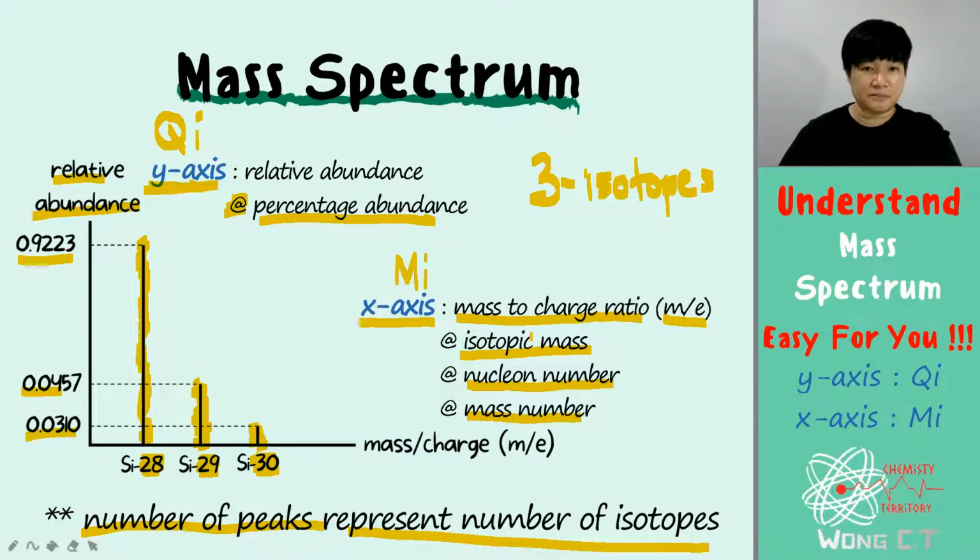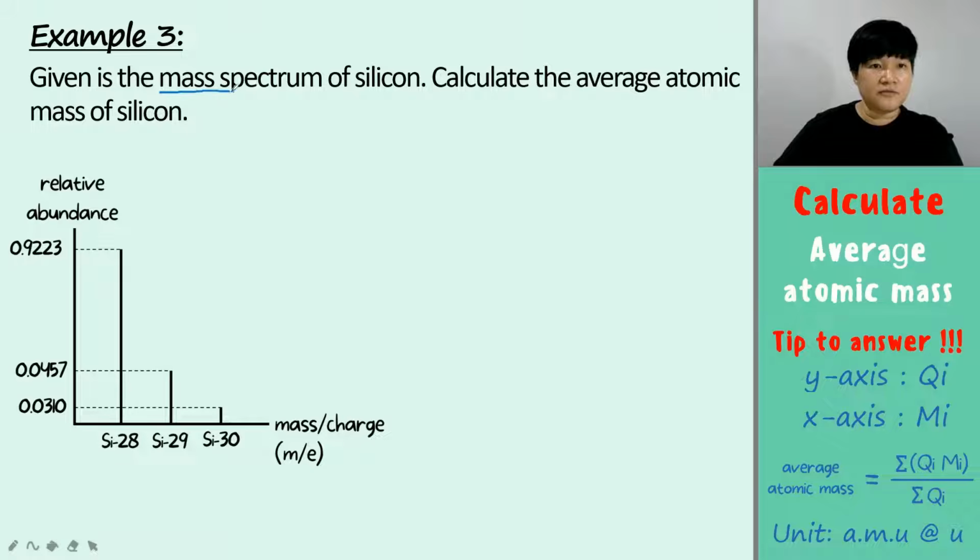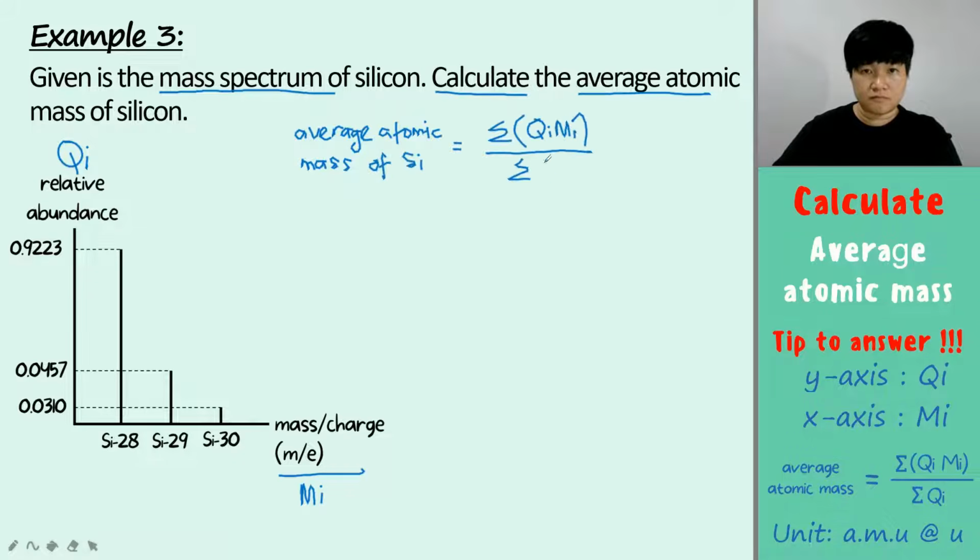Let's answer example 3. From everything that we have learned about mass spectrum, we know that the relative abundance over here is your Qi, and this is actually your Mi. The question asks: calculate the average atomic mass of silicon. So we will start off with the formula, of course. The formula of average atomic mass of silicon is equal to the total of Qi Mi over the total of Qi. So the first pair will be your silicon-28.